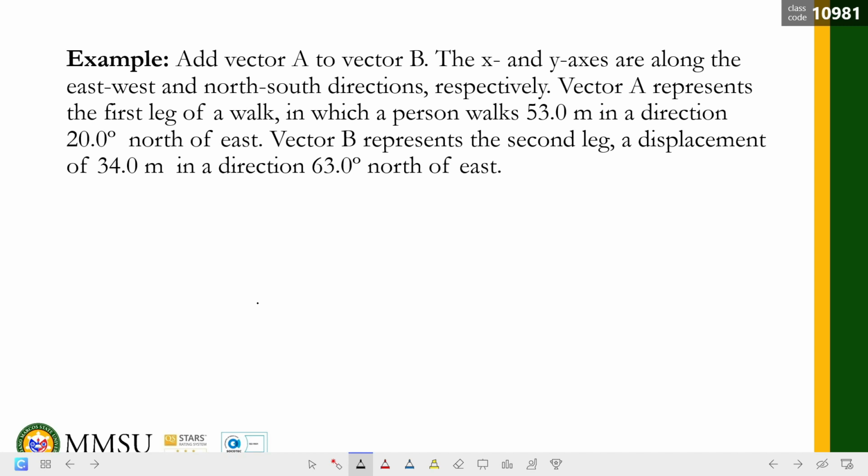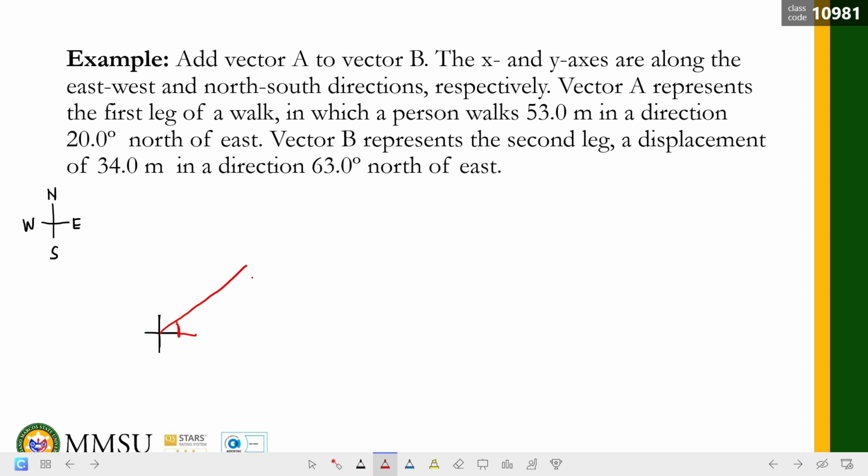So, ano yung 20 degrees north of east? Remember yung mga four major directions natin: north, east, west, south. So, north of east is from east going to north. Parang magre-recoil lang from east going to north. So, if this is our reference natin sa first vector, yung unang vector natin ay ganyan, so yung north of east, nandito siya.